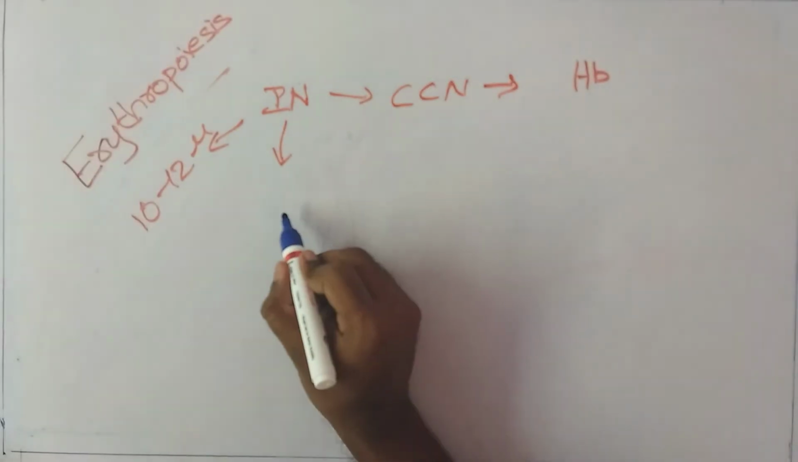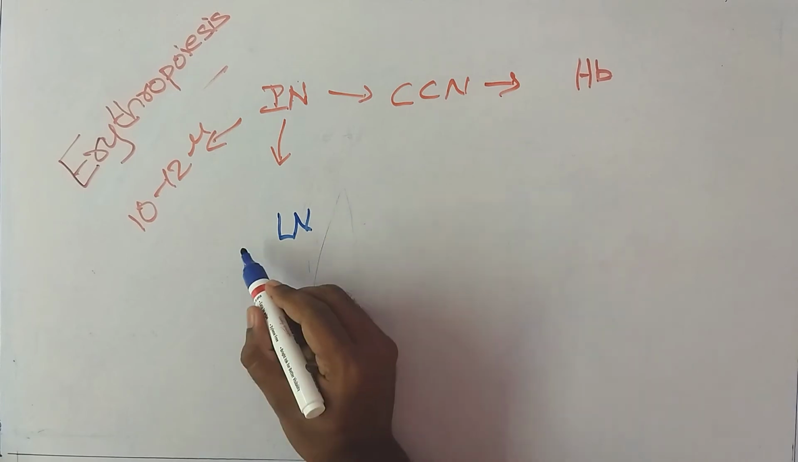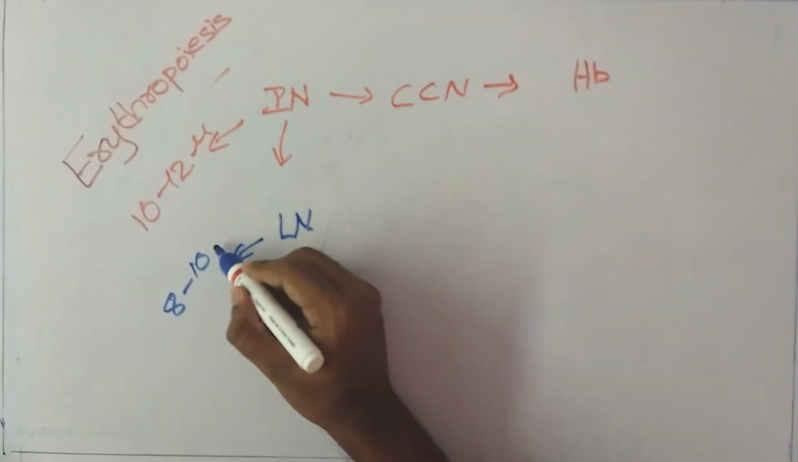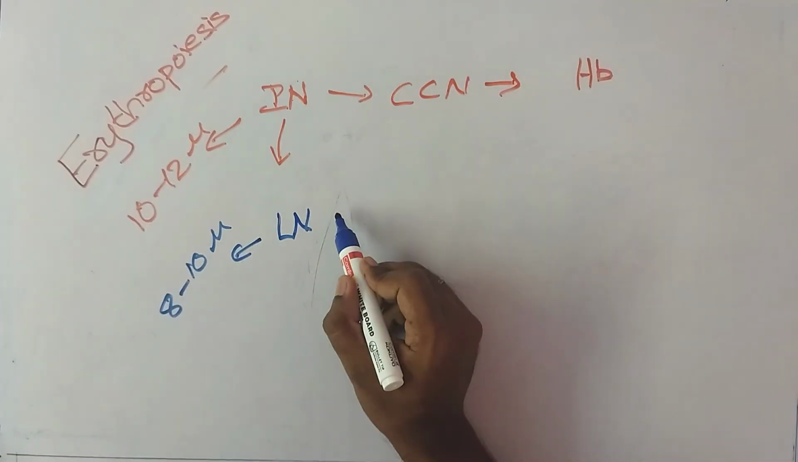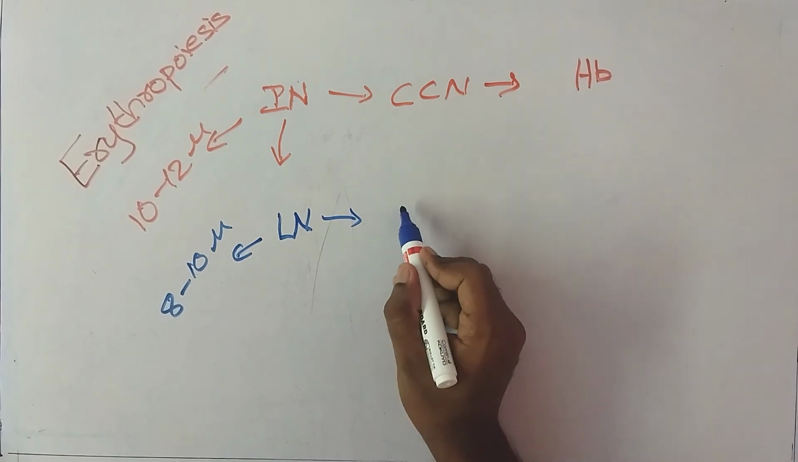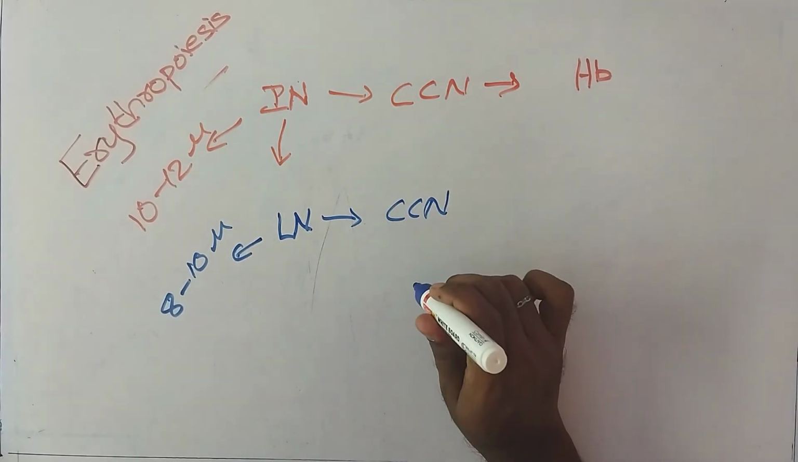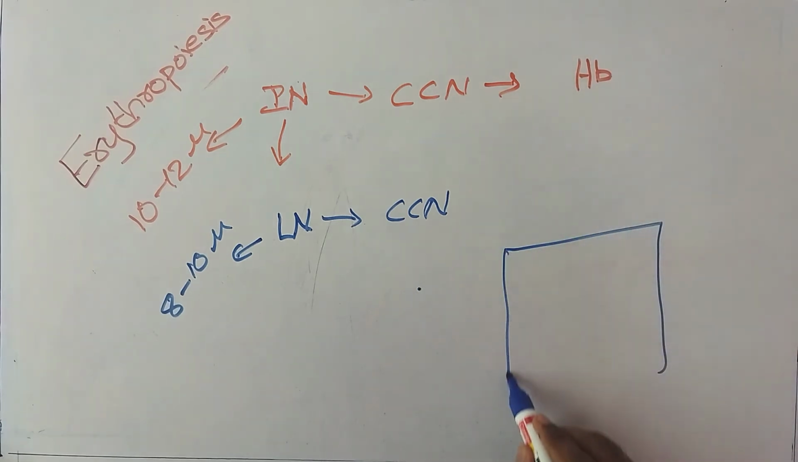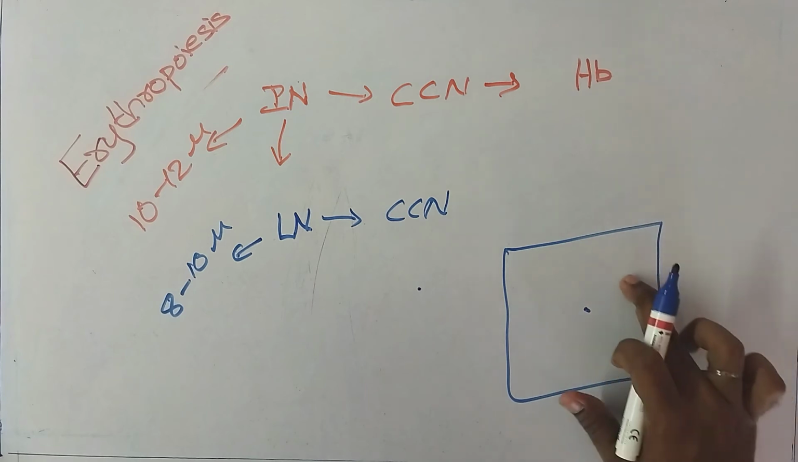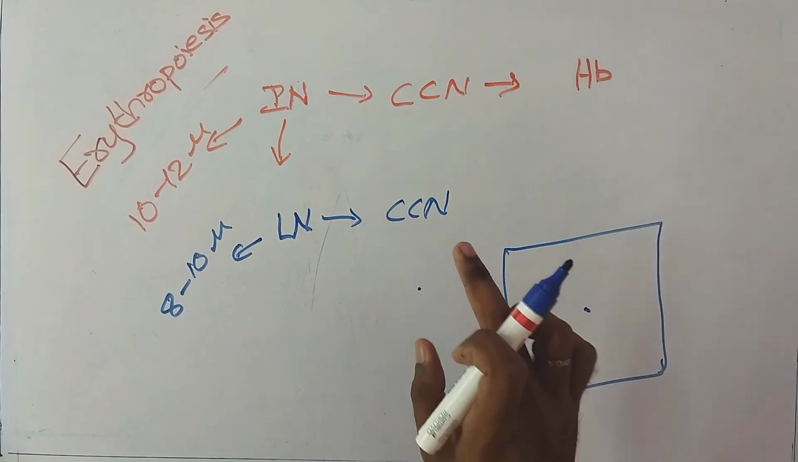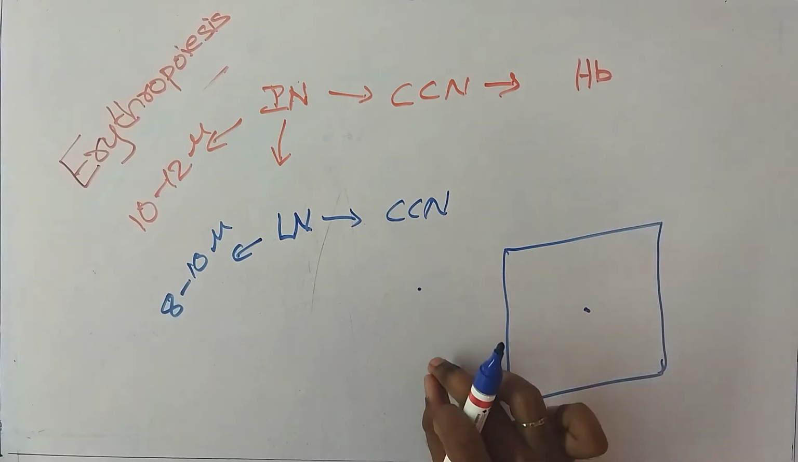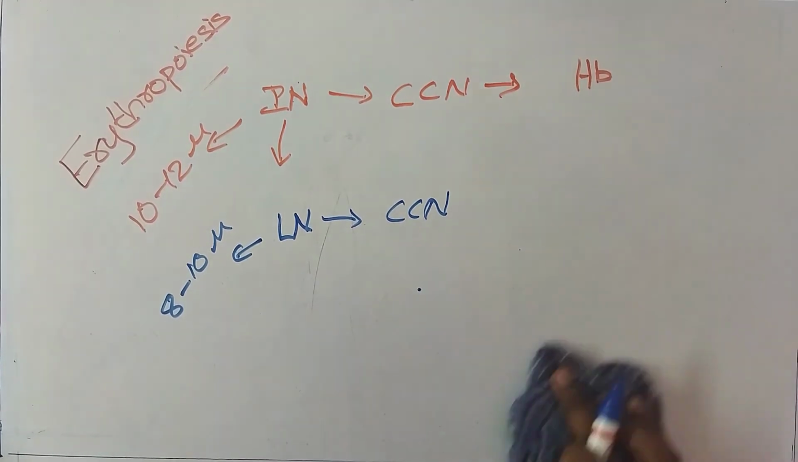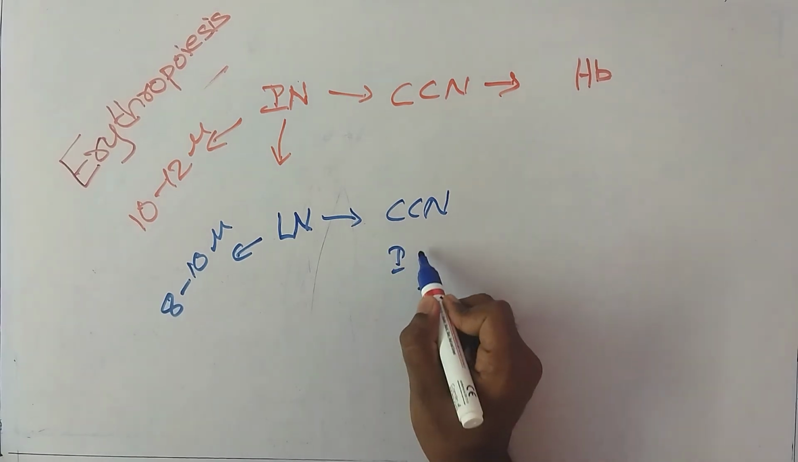The next stage is the late normoblastic stage. Its size is 8 to 10 micrometers in diameter, and here a small condensation of chromatin takes place. We call it an ink spot nucleus. Think of a white paper with only one ink spot on it; compared to the paper it is very small. Even compared to the RBC, the nucleus in this late normoblastic stage is very small, so we call it an ink spot nucleus.